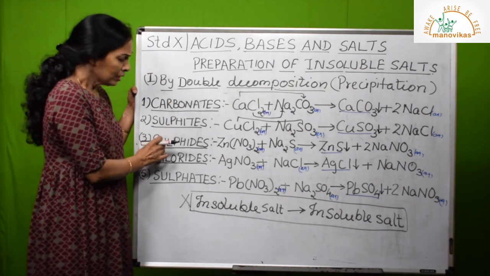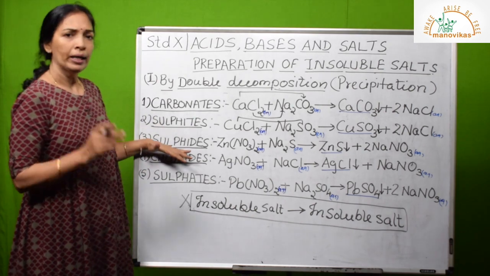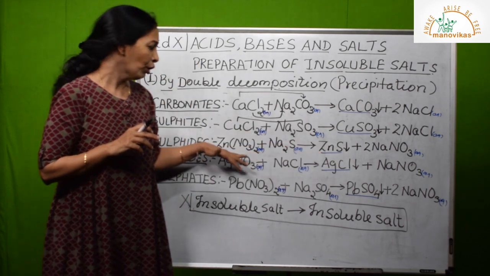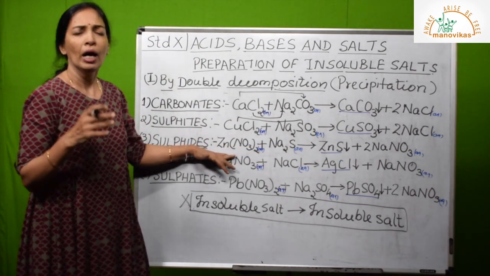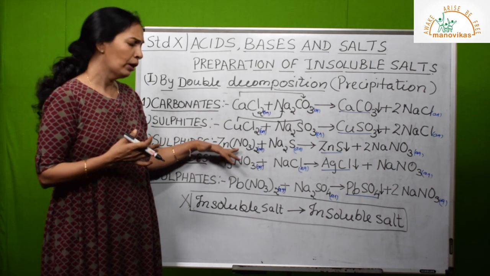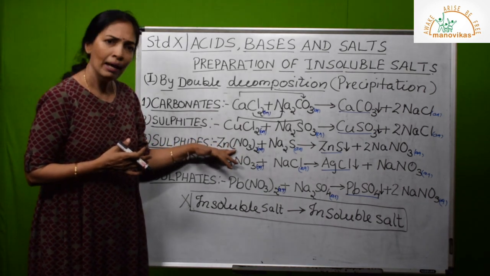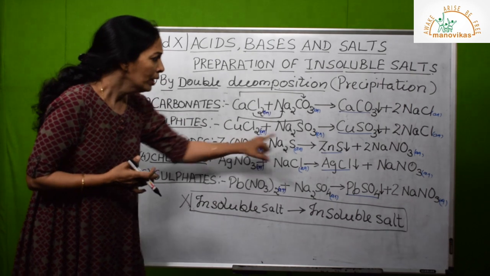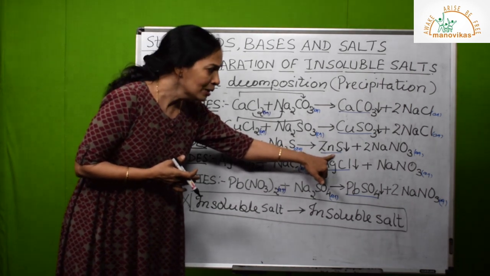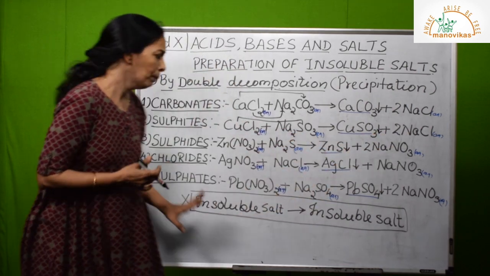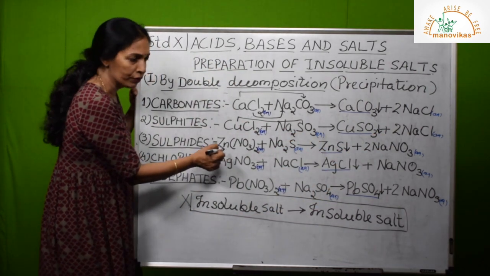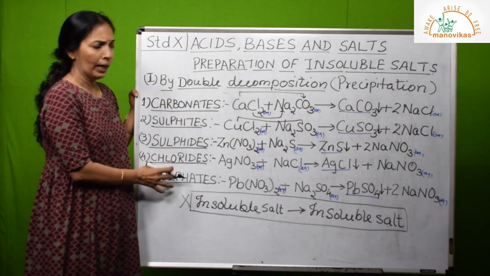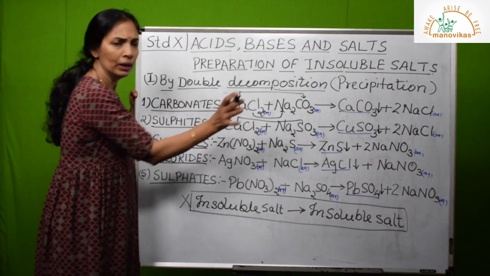Third, we can prepare insoluble sulfides even. Sulfide, S2 minus anion. Let us suppose we have to prepare zinc sulfide. So what we will do, we'll start with a soluble zinc salt. Again, you can take zinc sulfate, chloride or nitrate. Here I have taken nitrate. So Zn(NO3)2 plus Na2S will give you ZnS which is an insoluble salt and NaNO3 which is a soluble part. So starting with a soluble salt of zinc, you could prepare insoluble zinc sulfide. In this way you can prepare any insoluble sulfide.